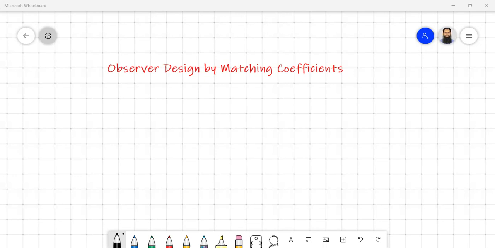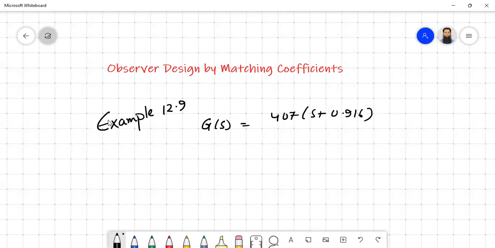So basically, we'll deal with one simple example. Example 12.9. A transfer function is given, G(s) equal to (407s plus 0.916) divided by (s plus 1.27) into (s plus 2.69). So this one has to be represented, as they said, in the phase variable.